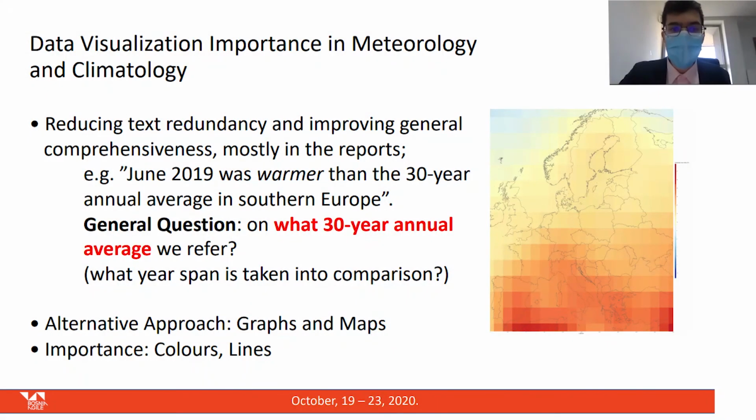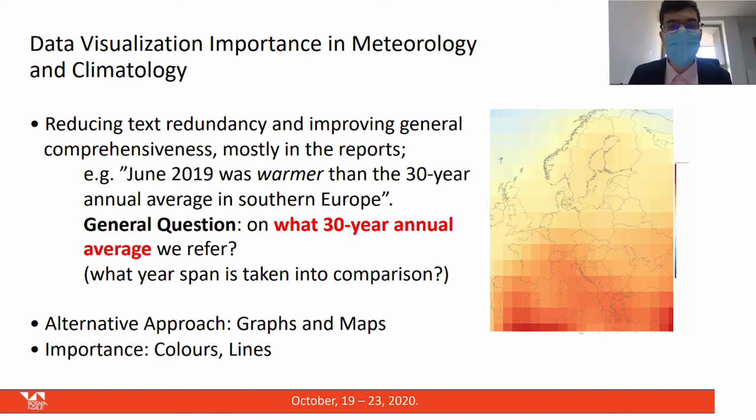When we mentioned that June 2019 was warmer than the 30-year annual average in Southern Europe, this sentence is raising many concerns and I would say even many question marks. For example, I put the general question here that I think many of you will raise: to what 30-year annual average do we refer? There are many averages that we can refer to here. So what year span is taken into comparison?